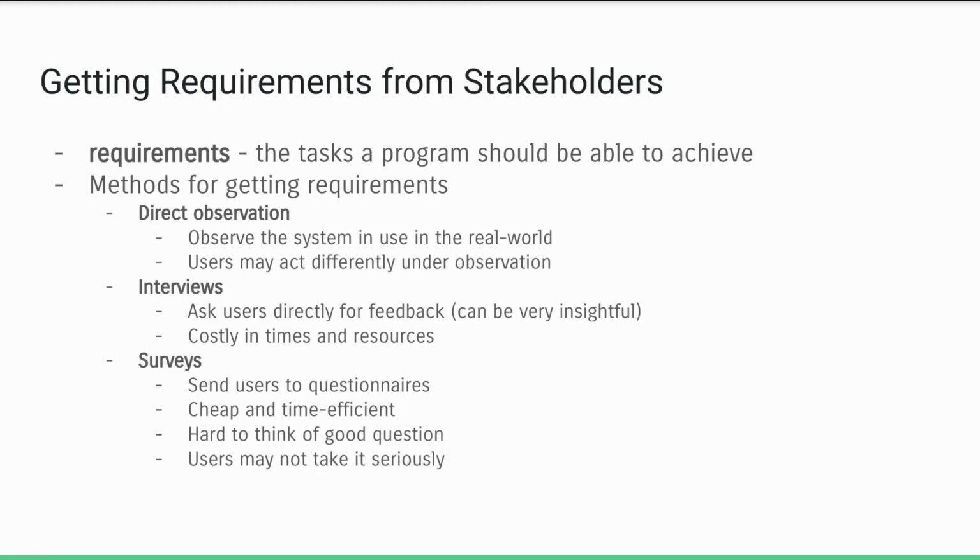Now, one way to get requirements for a software could be giving them that software, or looking at the way that they use other software. And that can be done through direct observation. We can observe how they use a software system, either their existing software system or a new software system that we're giving them in the real world. So basically just watch them.